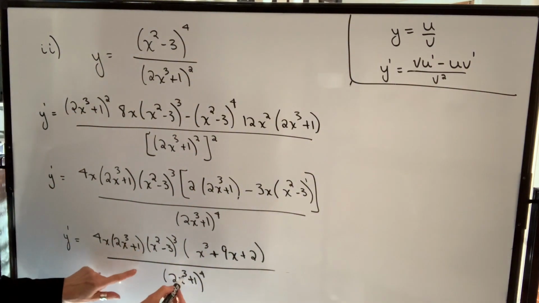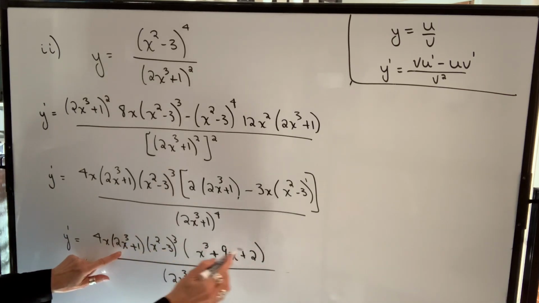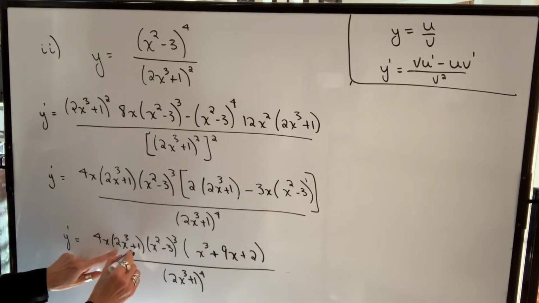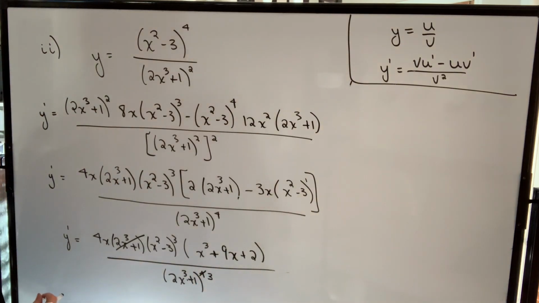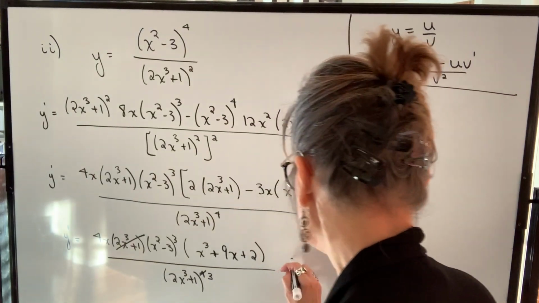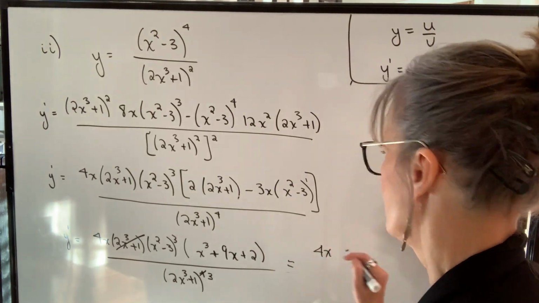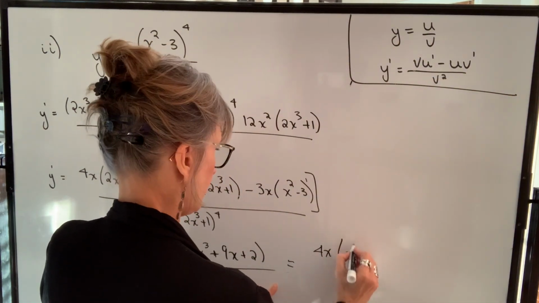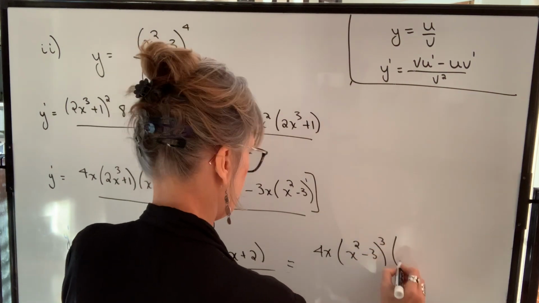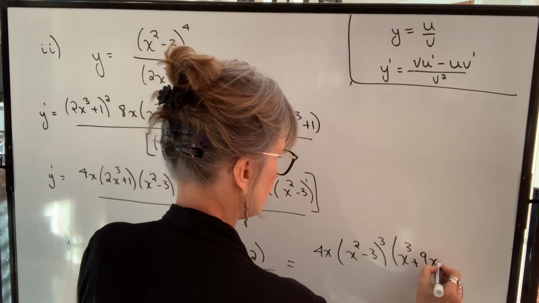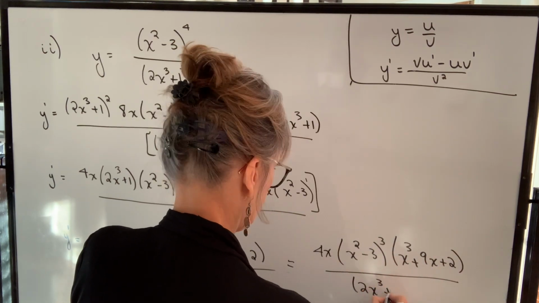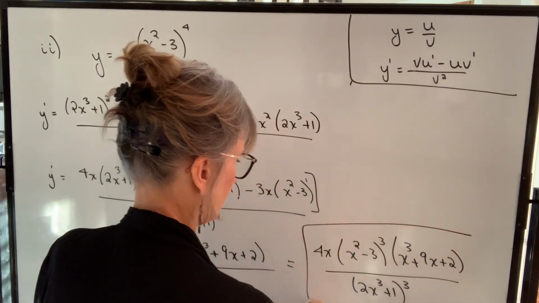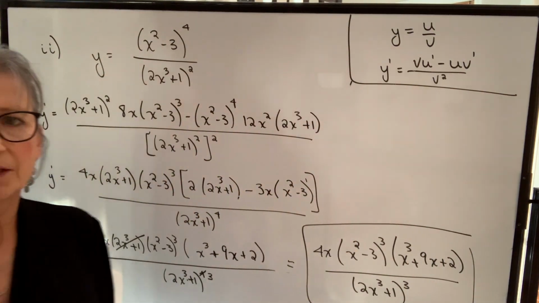Now what I'm going to do is, because it's totally factored now, I have a factor of 2x cubed plus 1 in the numerator. I also have (2x cubed plus 1) to the 4th power in the denominator. So if I cancel out one of those, I'll end up with that. So I can express this as 4x times (x squared minus 3) cubed times (x cubed plus 9x plus 2) all over (2x cubed plus 1) to the power of 3. That would be the simplified answer.